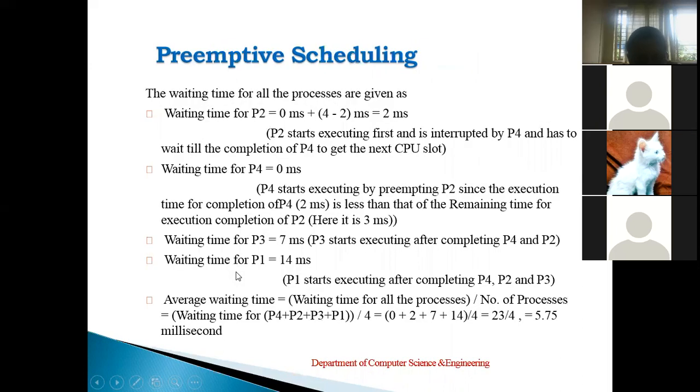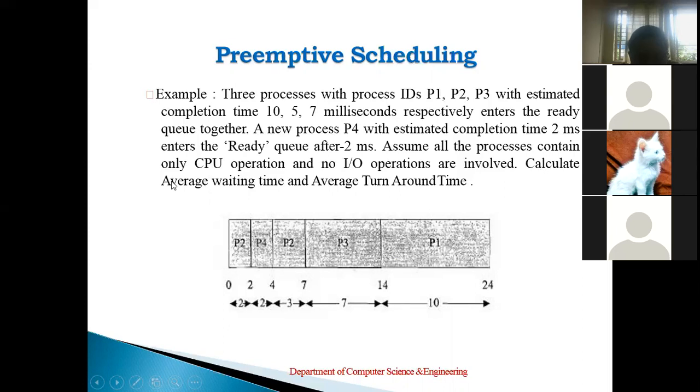So this is what they have asked. Waiting time for P1 is 14 millisecond. Why? Because P1 starts executing after completing P4, P2 and P3. Now what is the question they asked? Calculate the average waiting time. On each basis, each process, what is the average waiting time.